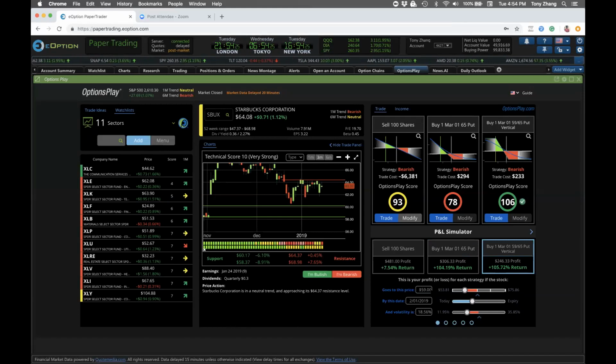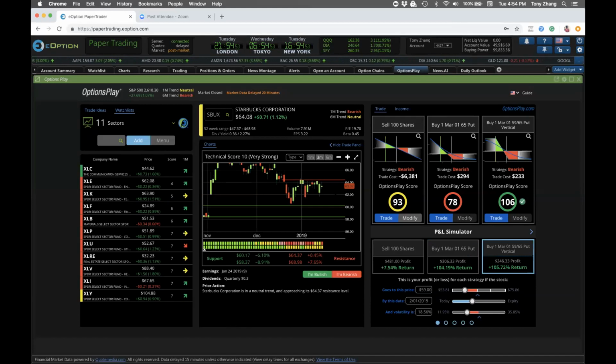So if the stock goes down to $59, as you can see, if I shorted the stock, I make a 7.5% return. If I bought a put option, 104% return. If I bought the put spread, 105% return. So slightly higher return here on the put spread than the put. In this particular case, considering this costs me less money to get in, I would probably consider buying this put vertical versus just outright buying a put.